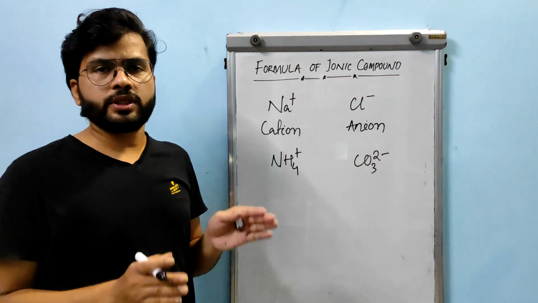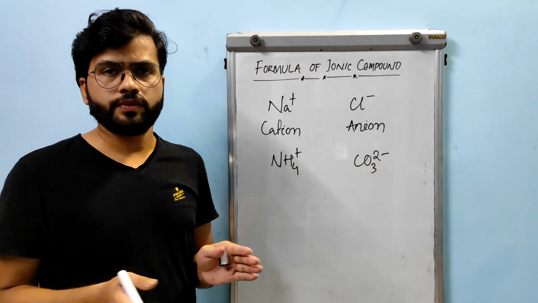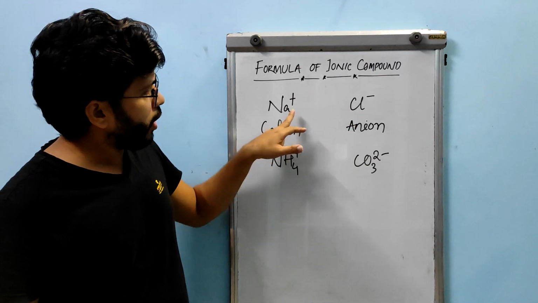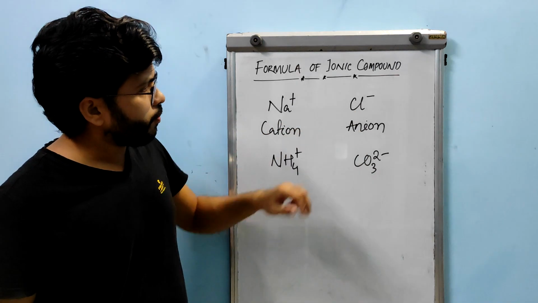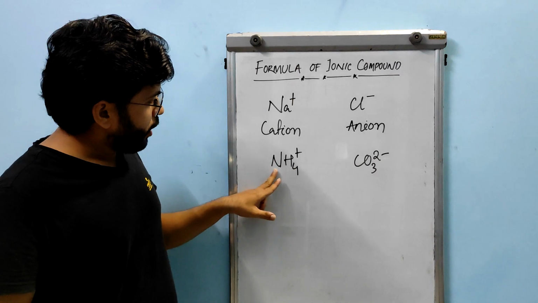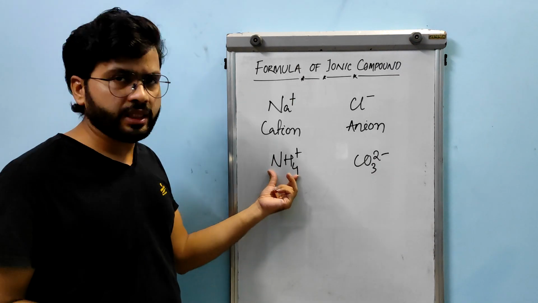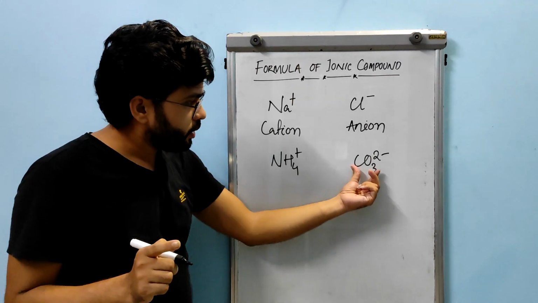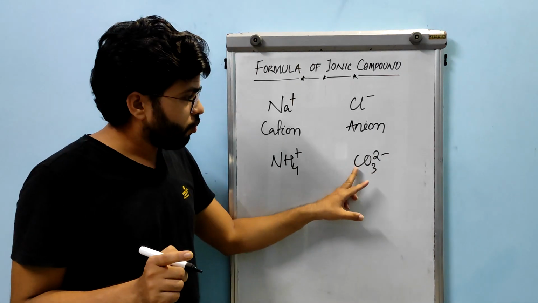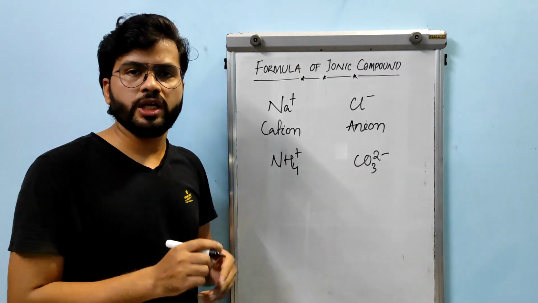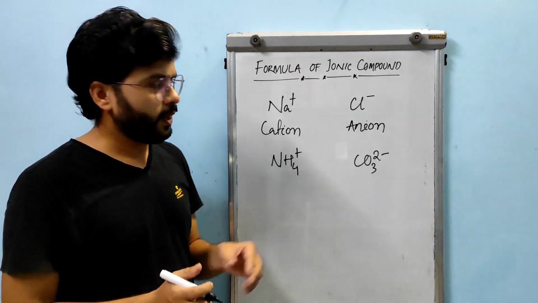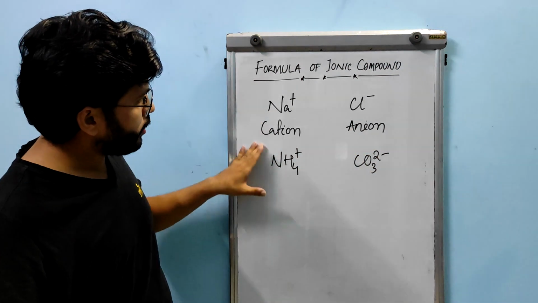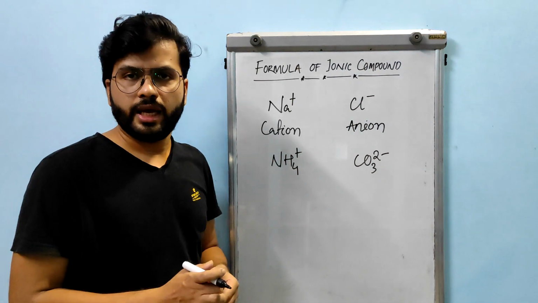This type of ion is called a polyatomic ion. If you look at the previous example, this contains only one atom of sodium, one atom of chlorine, but here one nitrogen and four hydrogen together make an ion, so we call it a polyatomic ion. This is also a polyatomic ion, one carbon, three oxygen. So here one positive, here two negative. These are examples of cations, and these are examples of anions.